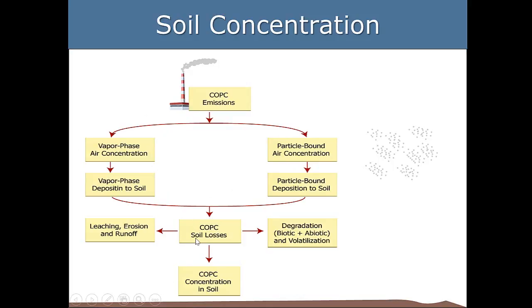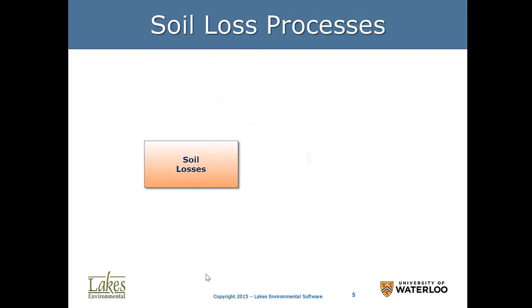The types of losses we're going to have are leaching, erosion, runoff, and degradation, both biotic and abiotic. At the end, we see how much stays in the soil. It tends to accumulate until it reaches a balance, losing as much as it gains, and it no longer grows. We will see this in the Python code I will present for lecture number 5.